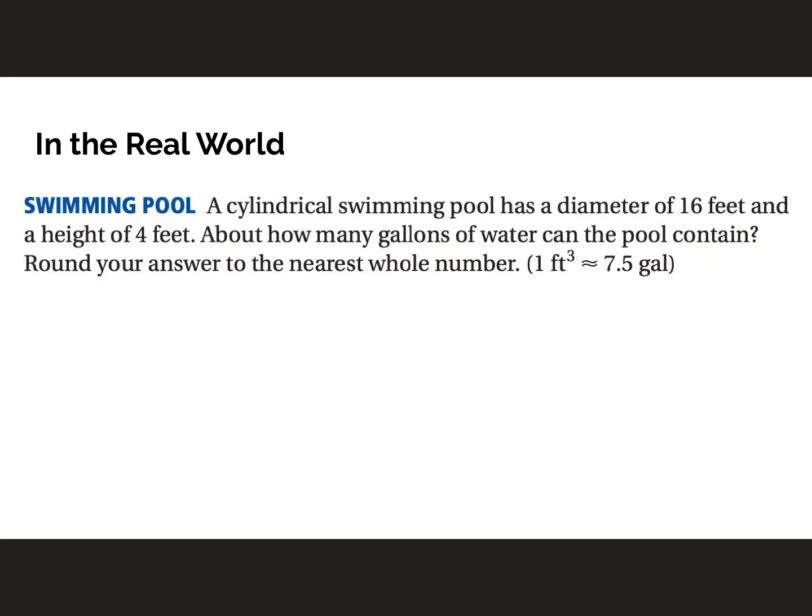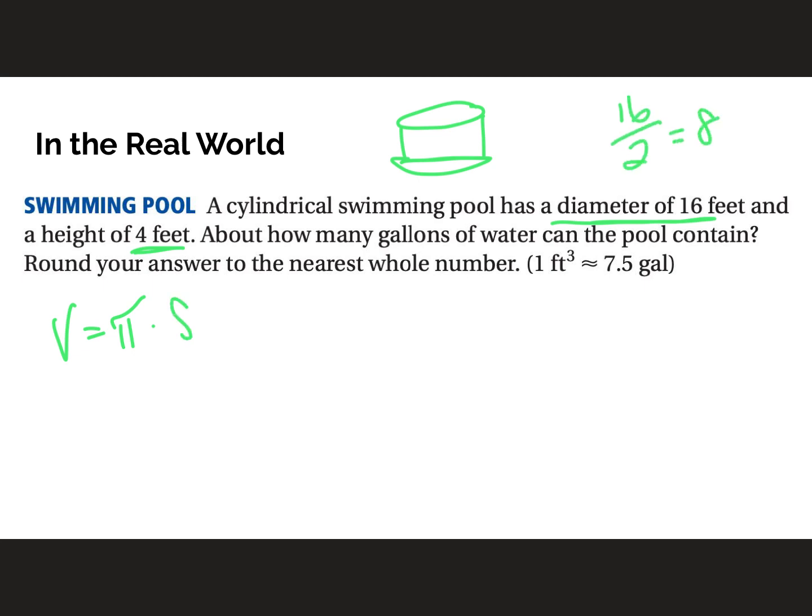Okay, one more time. In the real world, a swimming pool. So a cylindrical swimming pool. You guys ever seen a big circular swimming pool? Of course, it's actually a cylinder because it's got a base and height. So the swimming pool has a diameter of 16 feet and a height of 4 feet. How many gallons of water can the pool contain? So first thing, we need to find the volume of the pool. So the volume equals pi times, we need to divide 16 in half to find our radius, because it's 8, times 8 squared times 4.